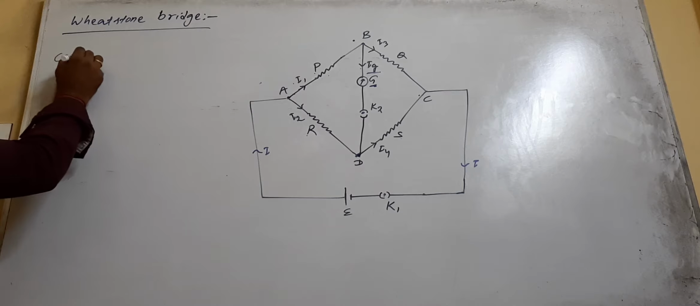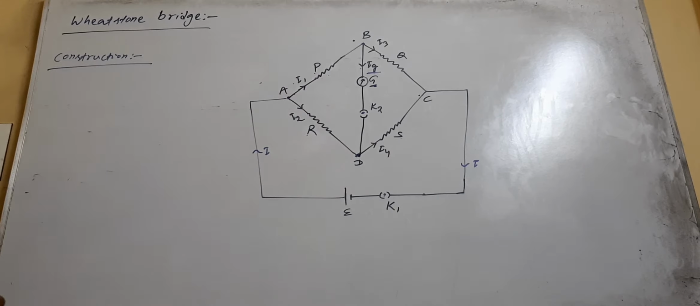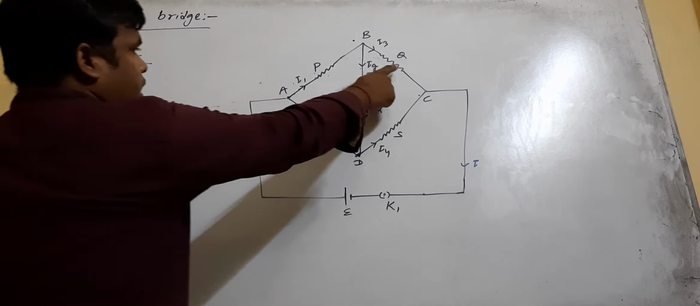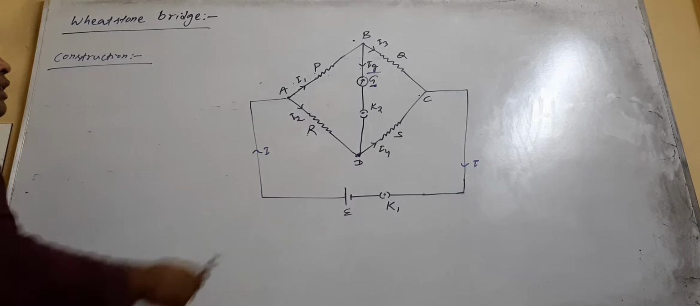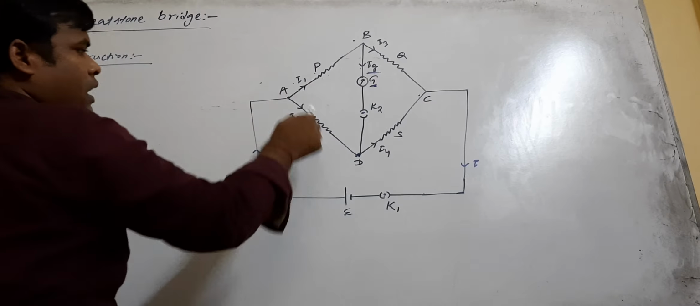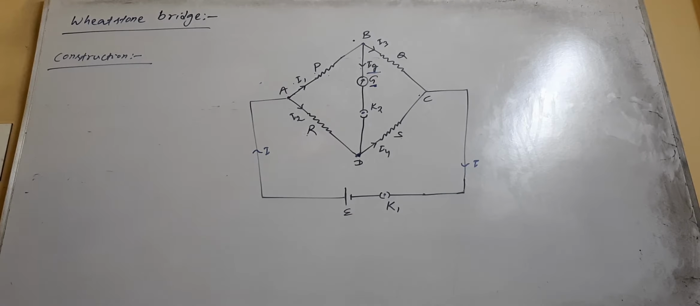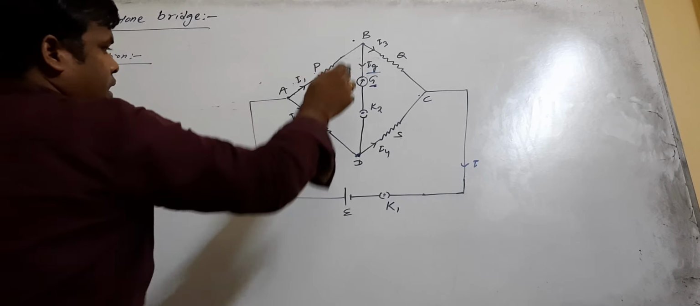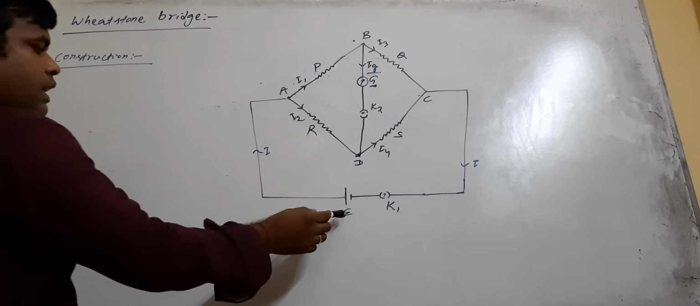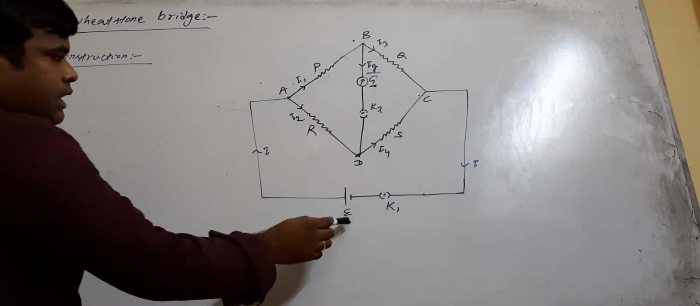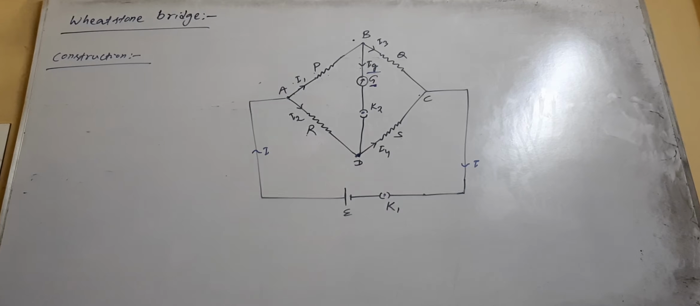Now come to construction. What is construction? It consists of 4 resistances P, Q, R and S in the 4 arms of a quadrilateral A, B, C, D. A galvanometer is connected between B and D through a key K2. A source of EMF, that is a cell, is connected between A and C through key K1.